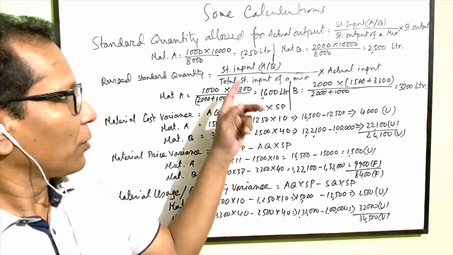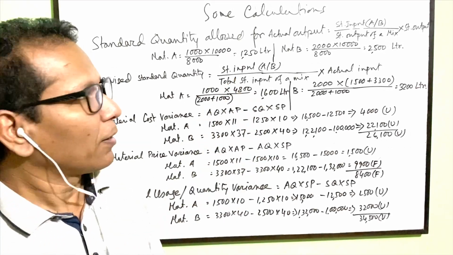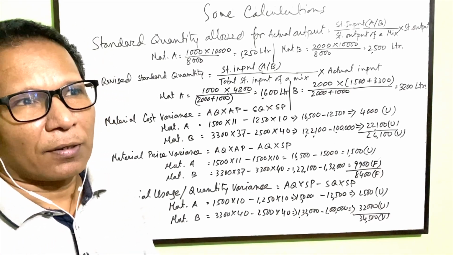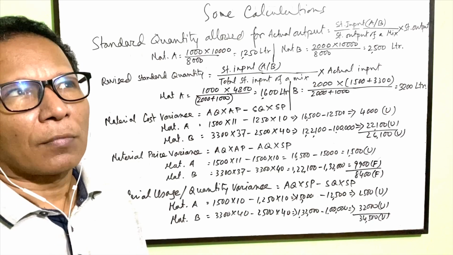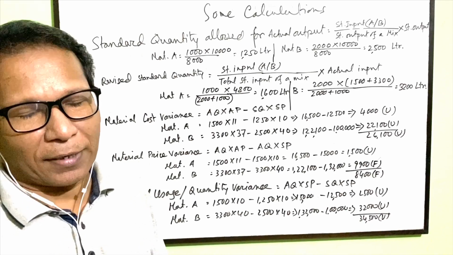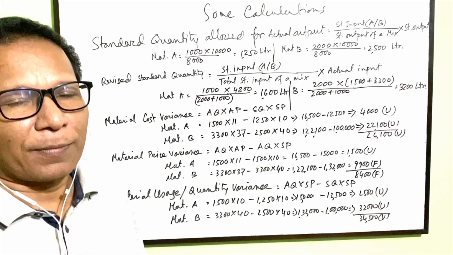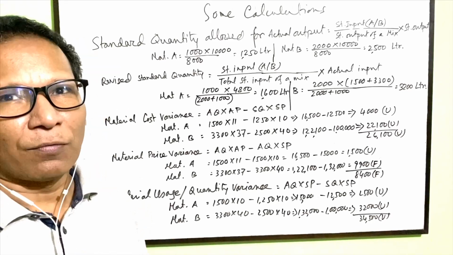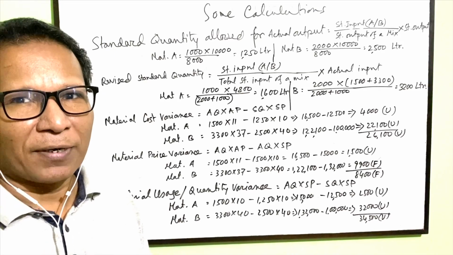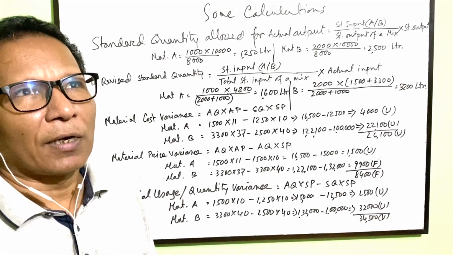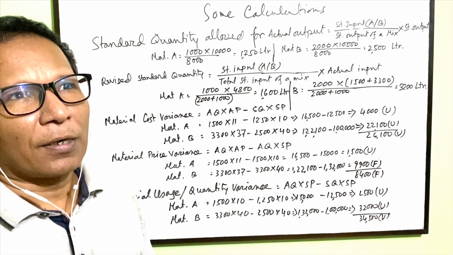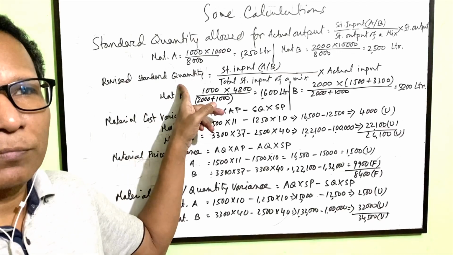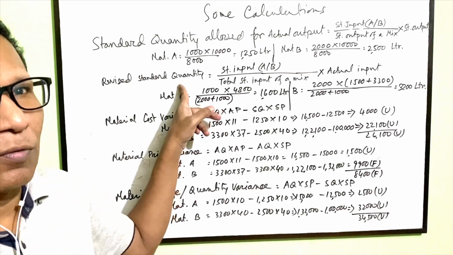So, this is the solution of the problem. We know for standard costing to calculate variance, we need 4 elements: standard quantity allowed for actual output, standard price, actual price and actual quantity. When we calculate mixed variance and yield variance, we need to do an extra calculation, that is revised standard quantity or actual quantity using standard formula.